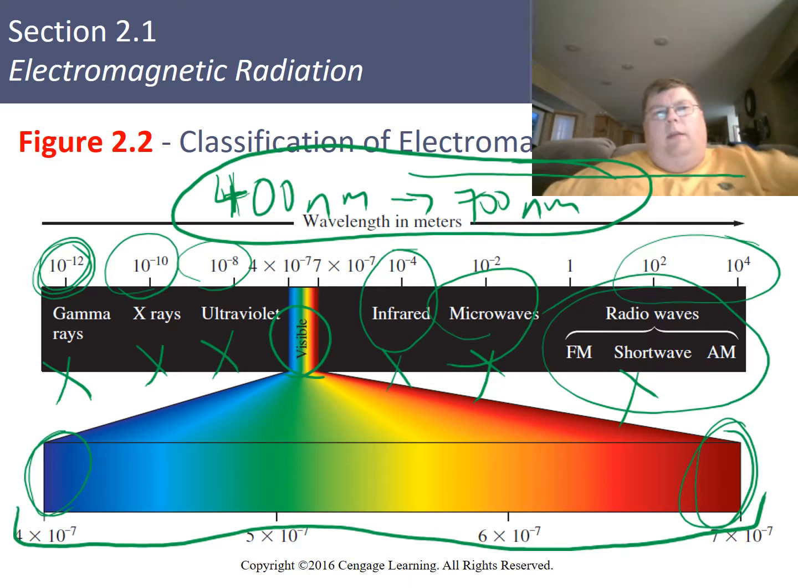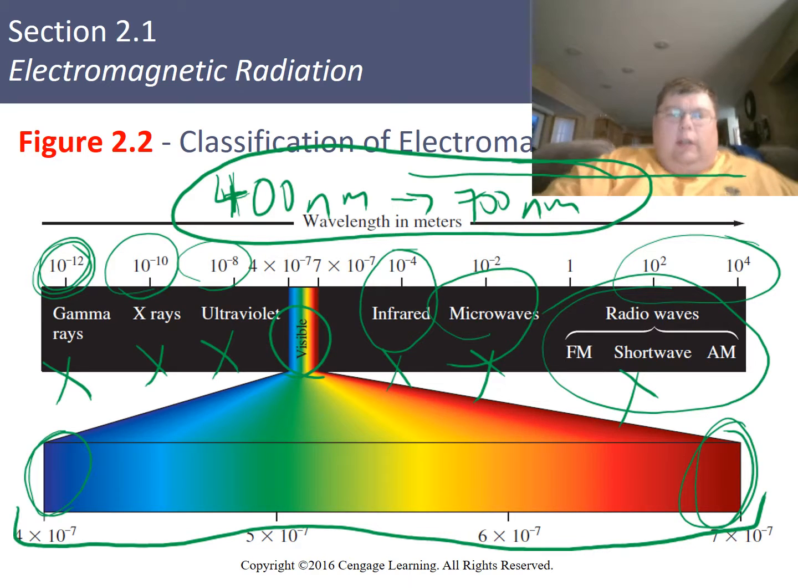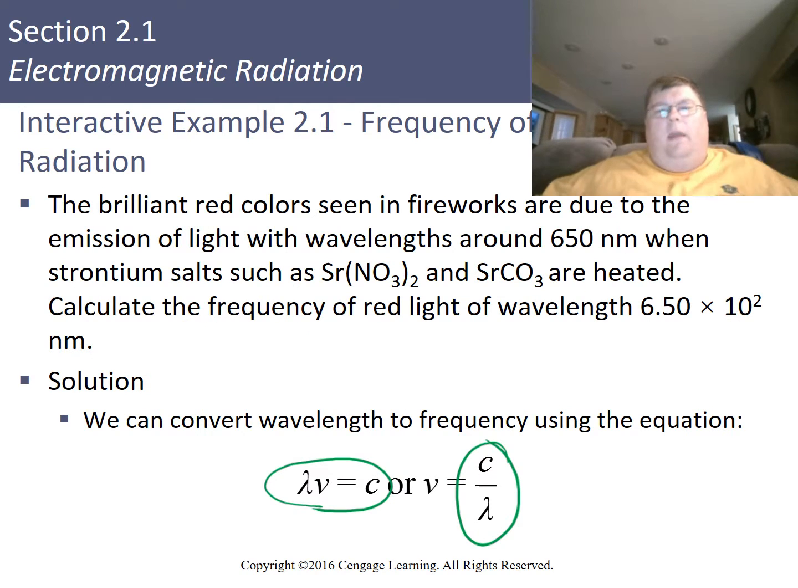All right. So I would know, if it were me, I would know the general trend here: gamma, X-ray, ultraviolet, visible, infrared, microwave, radio. And I would definitely know 400 to 700 nanometers is considered the visible range. All right.